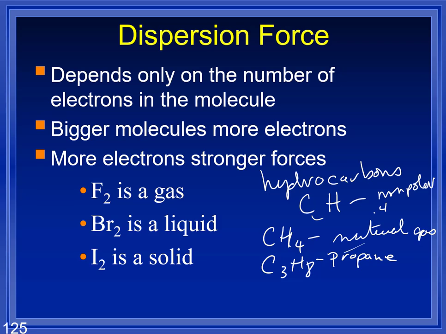CH4 is methane. Methane, that's the natural gas, the stuff that we use in our Bunsen burners. Okay. Propane's a liquid if it's under high pressure. Okay. Butane is C4H8, and C4H8 comes in a handy little container. Got some over here.